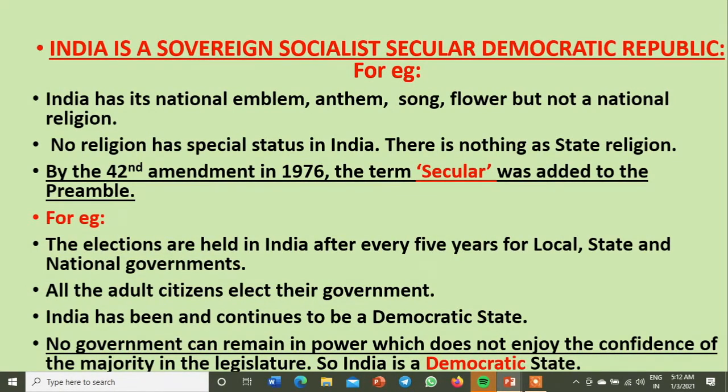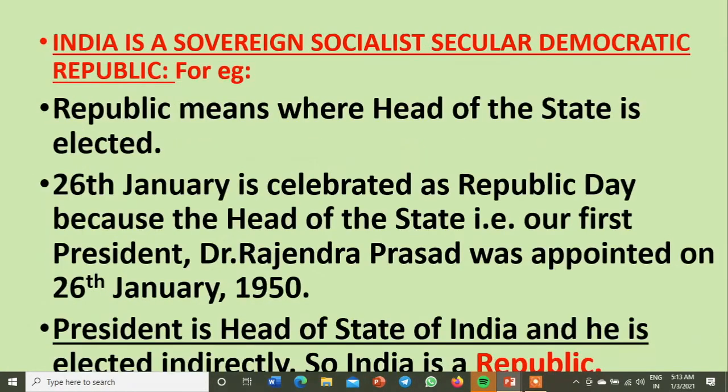All the adult citizens elect their government. Adult means above 18 years. India has been and continues to be a democratic state. No government can remain in power which does not enjoy the confidence of the majority in the legislature. So, India is a democratic state, which means they have to enjoy the confidence of the majority, that is, the ruling party must have more than 50% of the seats in its favor. Then it can be the ruling party.